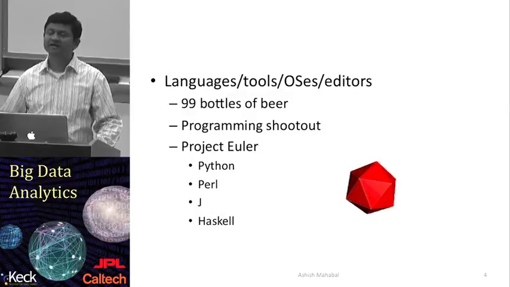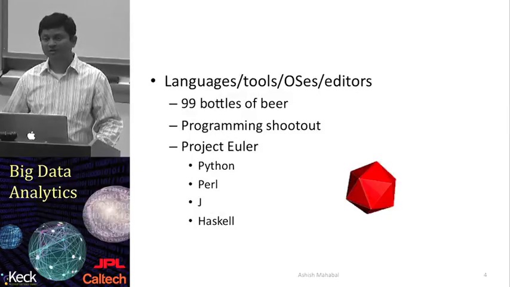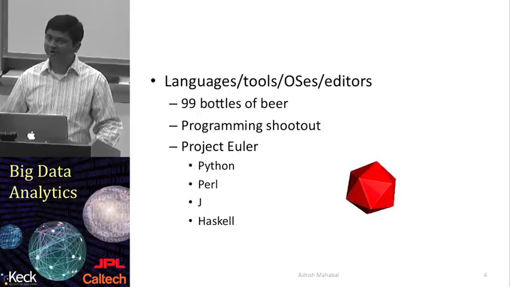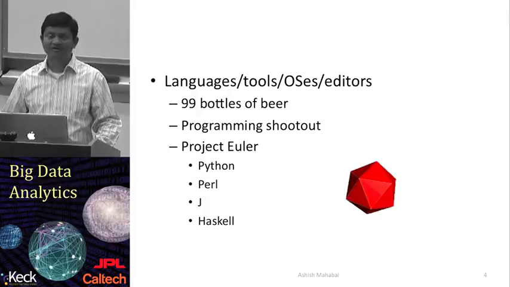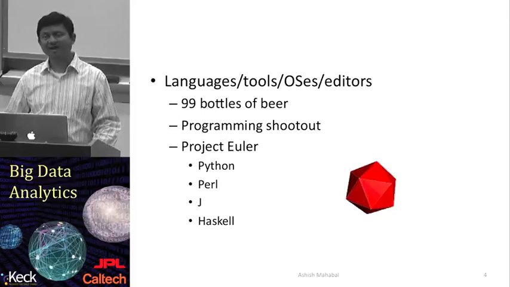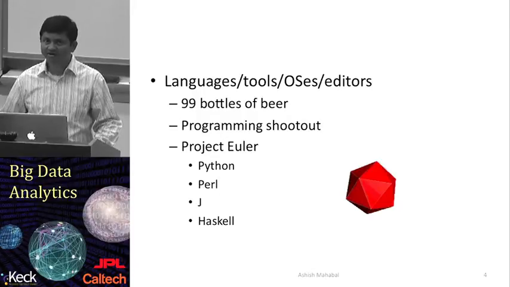Then there are various websites that you can visit, like the 99 Bottles of Beer website. It shows how to write that particular program in various different programming languages, and that allows you to compare how those languages work. And similarly, there are programming shootouts where you can compare different languages.